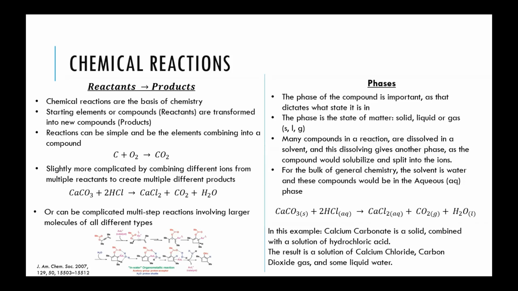If you move on into more advanced chemistry, there are also many other types of chemistry: oxidation reduction chemistry, acid-base chemistry, electrochemistry. These are all different types of reactions, and they can be multiple different steps involving much larger compounds.